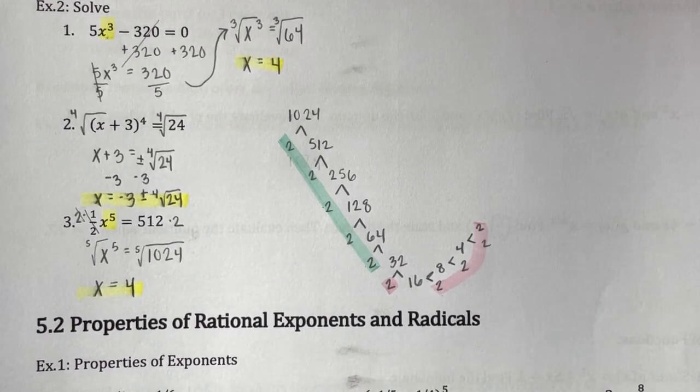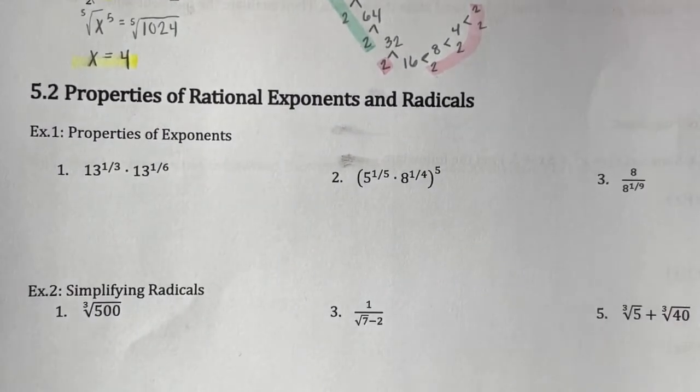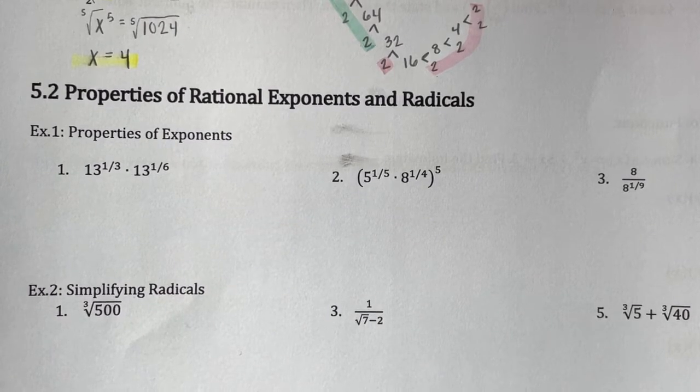We combined 5.1 and 5.2 into the same lesson. So 5.2 is properties of rational exponents and radicals. This builds off the properties you learned in Algebra 1. If you don't quite remember them, I would really recommend spending a little bit of time reviewing them because it'll just make your life a lot easier. So example 1, properties of exponents.